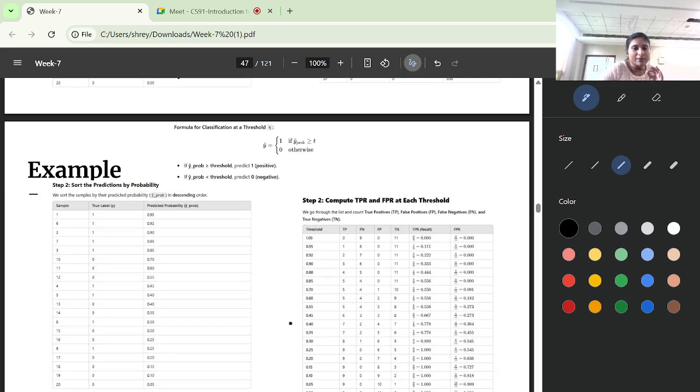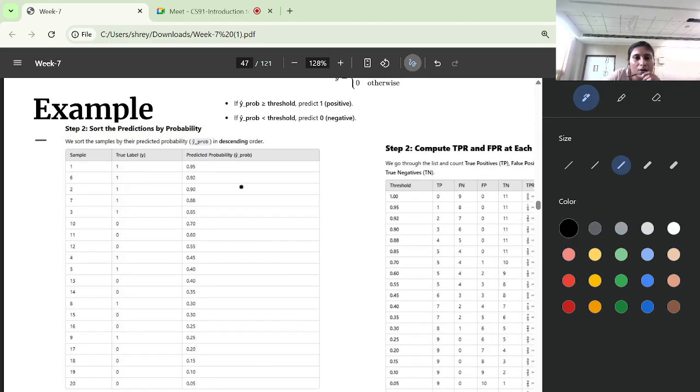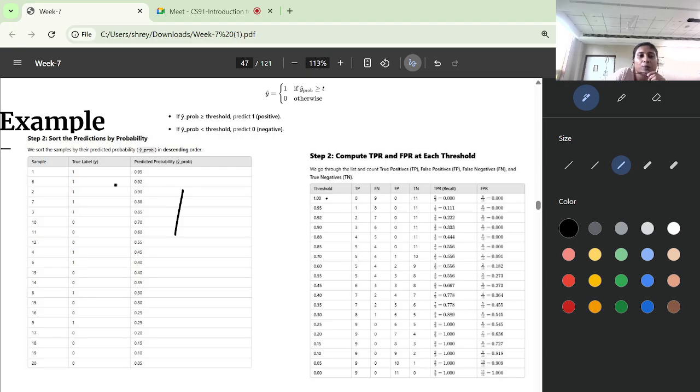So let's say the threshold is given like this. This is your table, and here is the threshold. See, if the threshold is 1, what is the true positive? True positive means it is actually positive and predicted as positive. For 1 there are no true positives, because the first probability is 0.95, so here it is 0. For 0.95 probability only one sample is correctly classified. For 0.92, there are two samples. For 0.90, up to 0.85, there are these many samples: 1, 2, 3, 4, 5. These many samples are true labeled and true predicted.